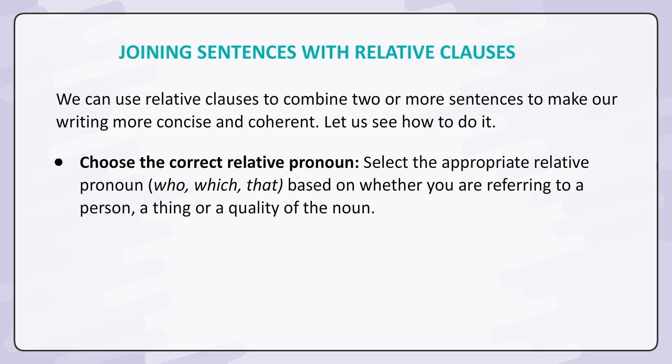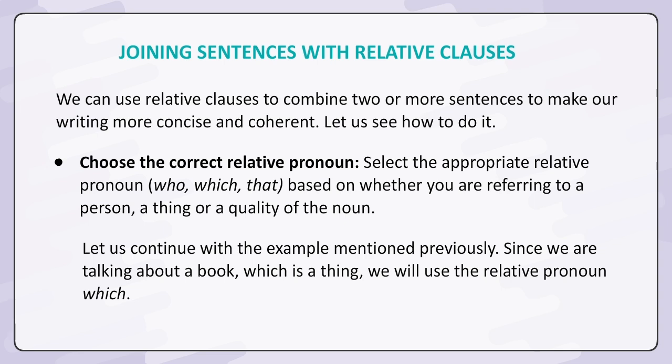Choose the correct relative pronoun. Select the appropriate relative pronoun who, which, that, based on whether you are referring to a person, a thing, or a quality of the noun. Let us continue with the example mentioned previously. Since we are talking about a book, which is a thing, we will use the relative pronoun which.